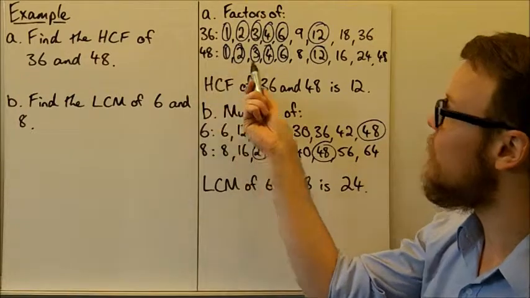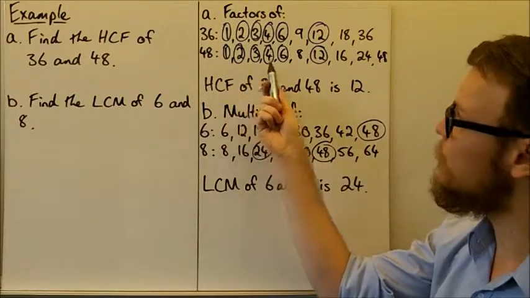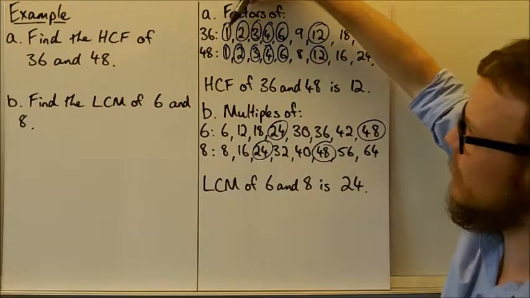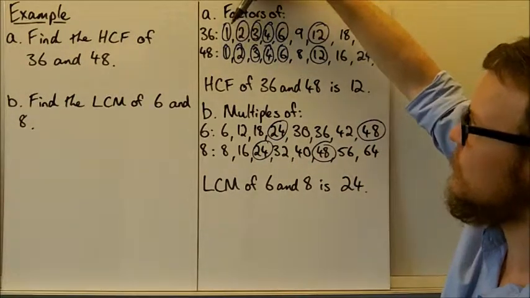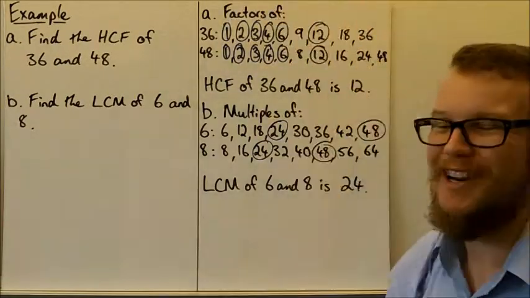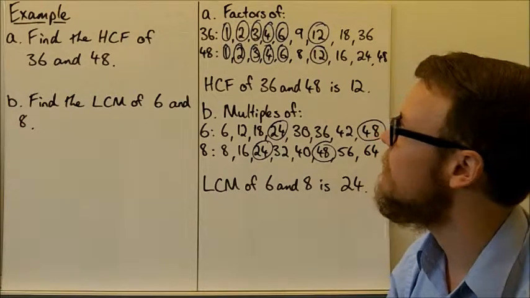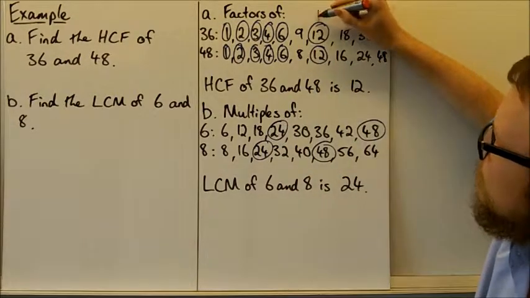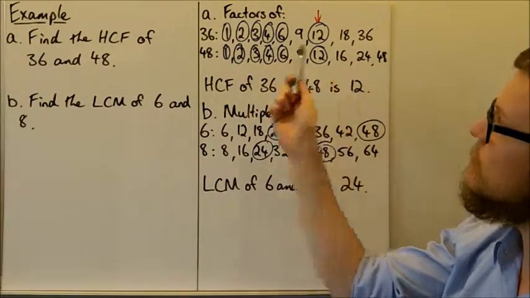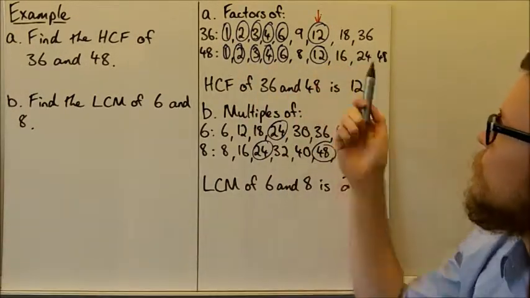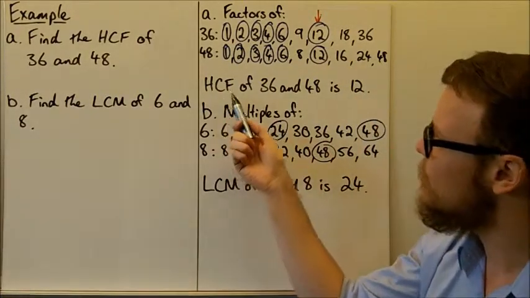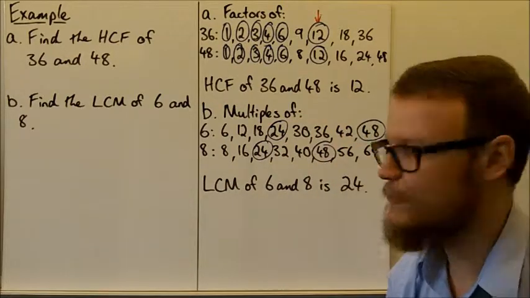Listing the factors of 48 as well underneath it: 1, 2, 3, 4, 6, 8, 12, 16, 24, 48. You can see that some of them are in common, the ones that I've circled. So 1, 2, 3, 4, 6 and 12 can both be divided evenly into 36 and 48. The highest number is 12. That's the largest factor, and it's easy to see that because I've listed them in order from smallest to largest. So 12 is obviously the biggest one that 36 and 48 have in common. So that means the highest common factor of 36 and 48 is 12.